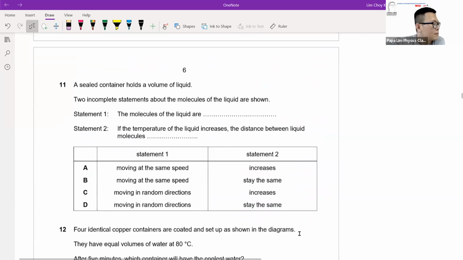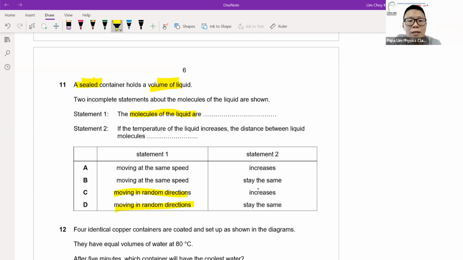Now for 11, you'll find that the question here is a sealed container. A sealed container has a standard formula. Now what happens to the molecules of the liquid in the sealed container? Same temperature, nothing changed, so they will definitely be moving in random directions. So this will definitely be correct.